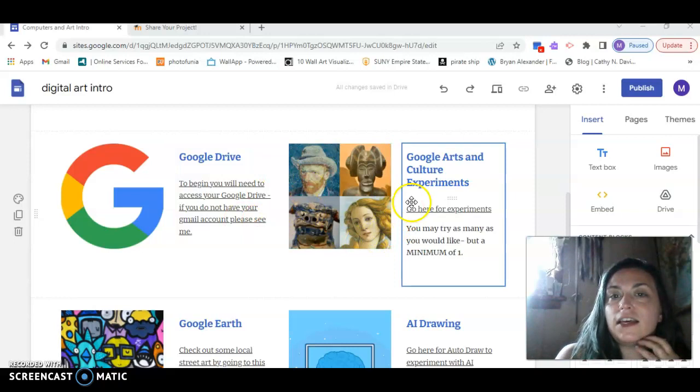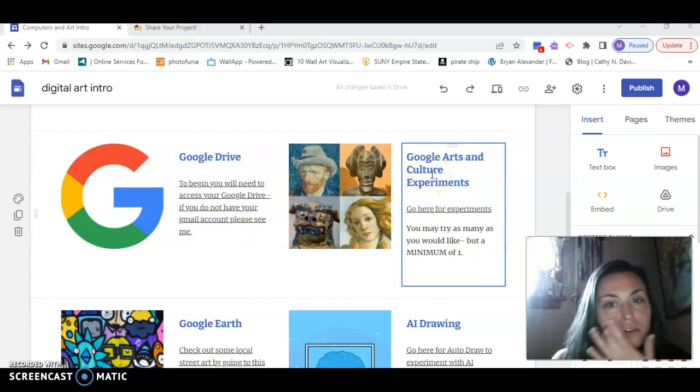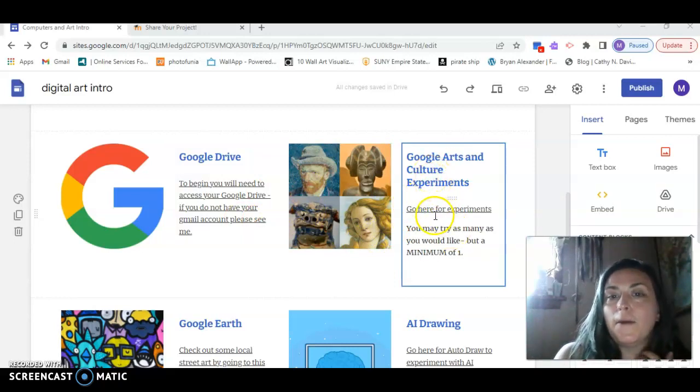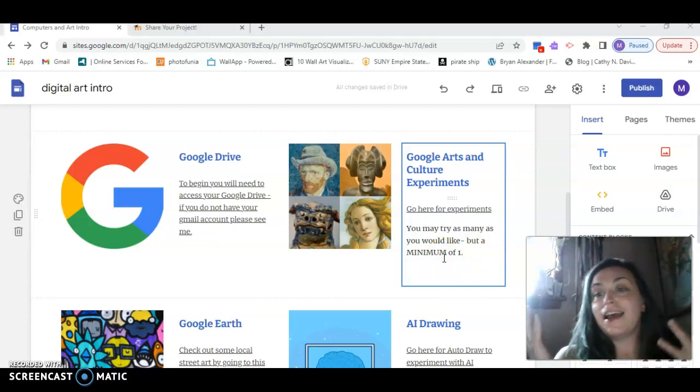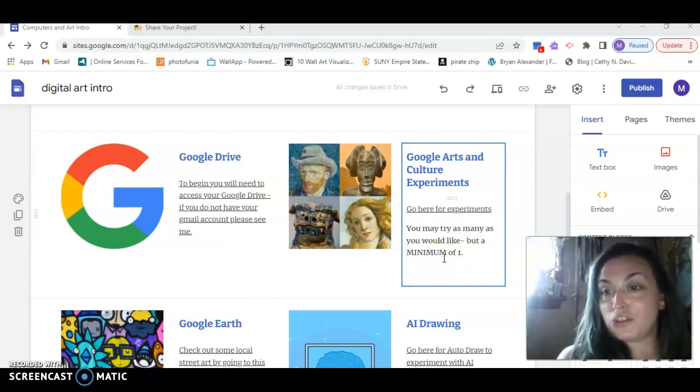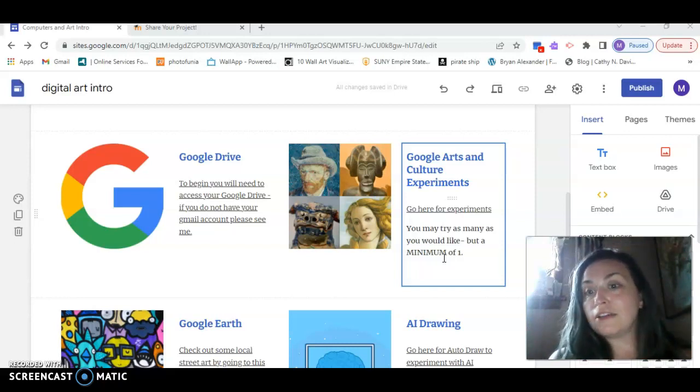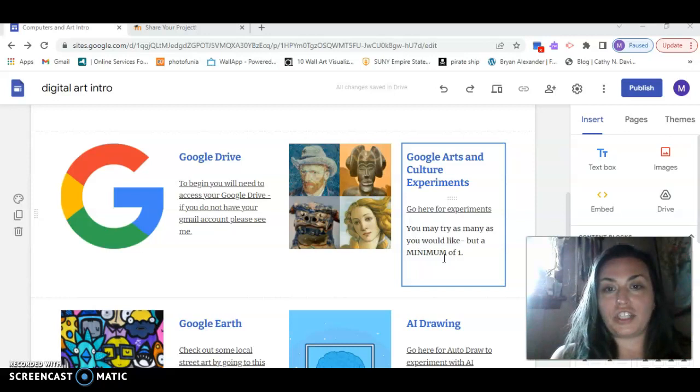Next, the students were able to go to the Google Arts and Culture experiments, and they had to try a minimum of one. The reason I did that is because some of them are super long, and again, time restraint, being such a big school, we're only allowed the computer lab so many classes in a row, and I really wanted them to focus on the next part of their unit. So this was only a 2-day little mini introduction.